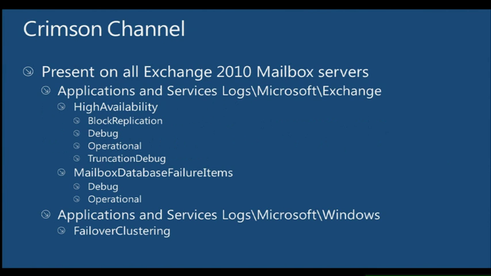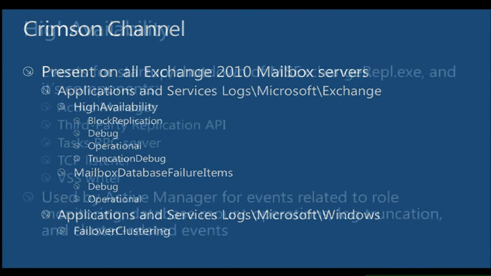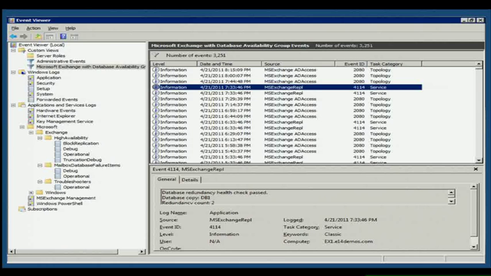Now, I mentioned the Crimson Channel. That is a Windows Event Viewer feature. So if you've been in the new Windows Event Viewer in Windows 2008 or 2008 R2, then you've probably seen the Crimson Channel. Let me show you a picture of what that looks like.